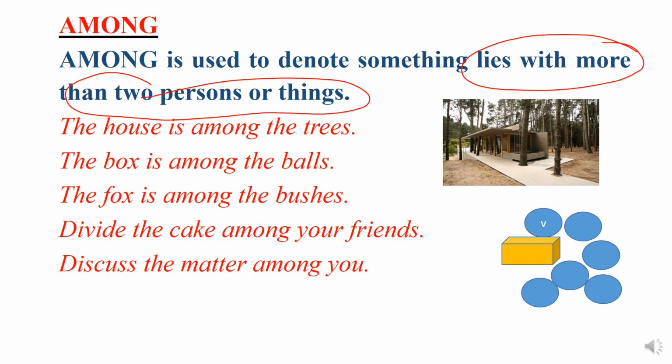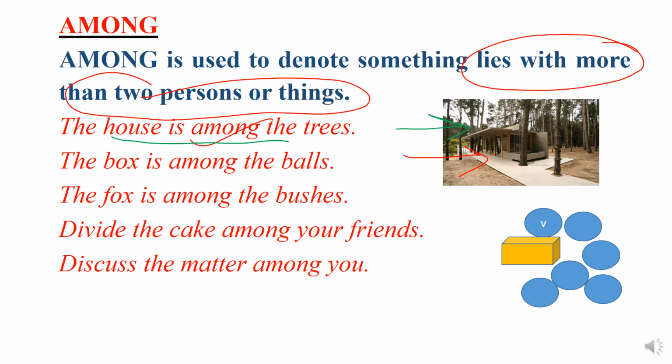Okay, see here in the picture, the house is among the trees. There are so many trees, the house is among the trees. In the first example, the house is among the trees. You can understand from the picture here. Many trees are there, and among the trees there is a house.